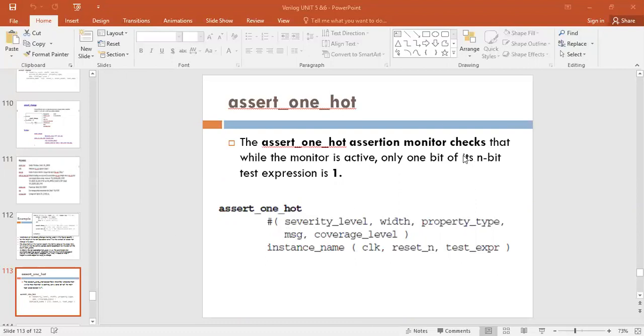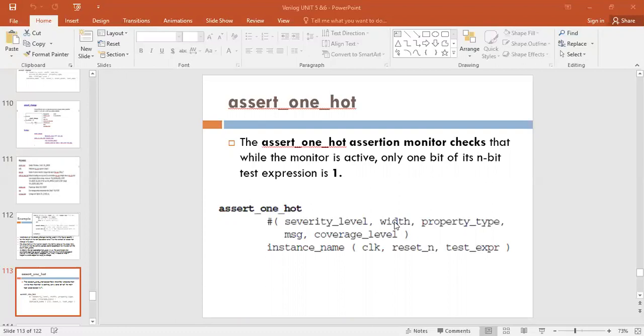In the syntax, we can see assert underscore one underscore heart, severity level, width, property type, message, coverage underscore level. Only one thing is changed compared to assert underscore always. Only width is increased. How much width of bits are you taking? 8 bits, 16 bits, 32 bits, n bits. Whatever the bit width is, you can specify it here.